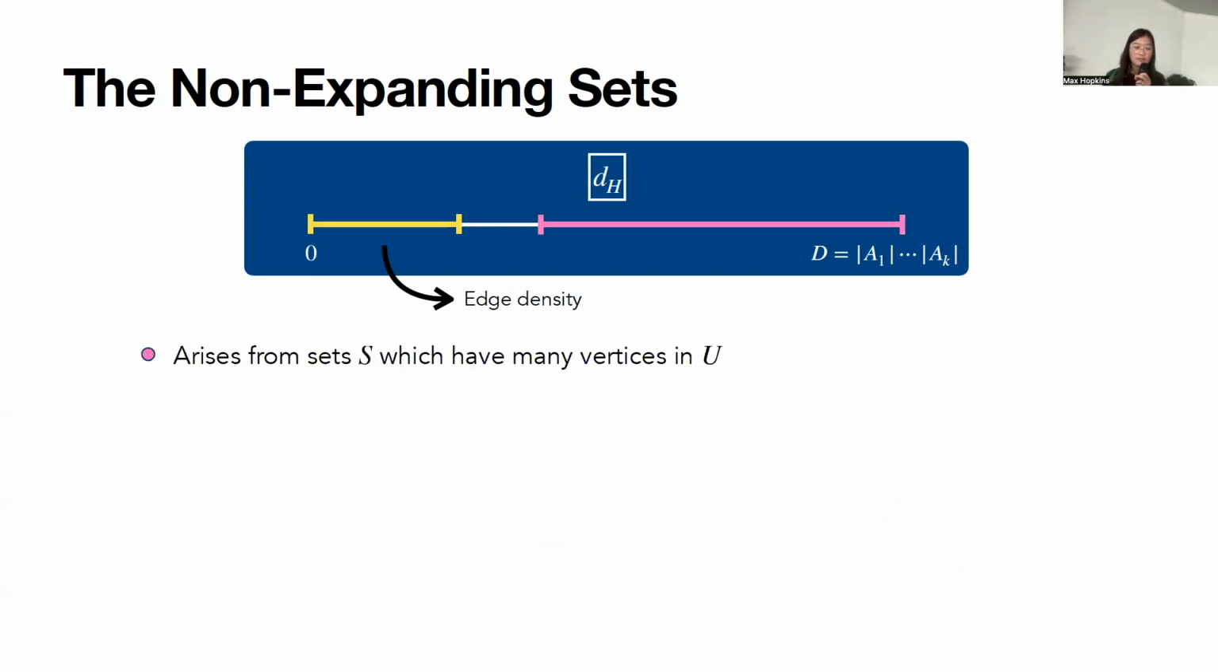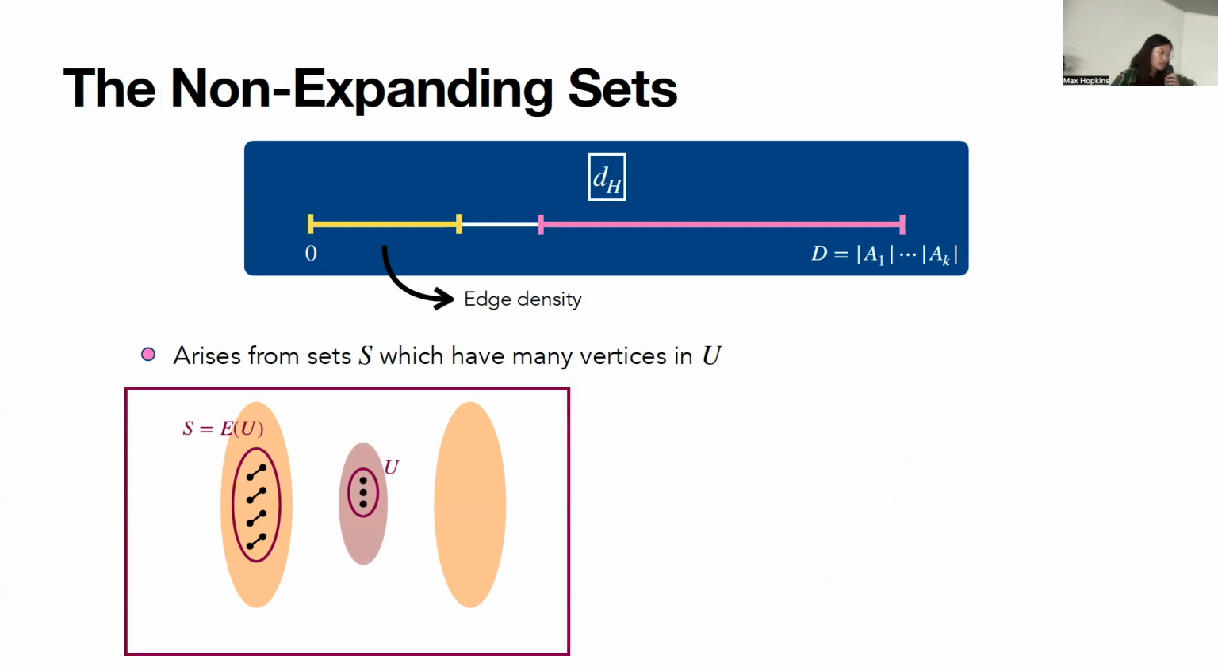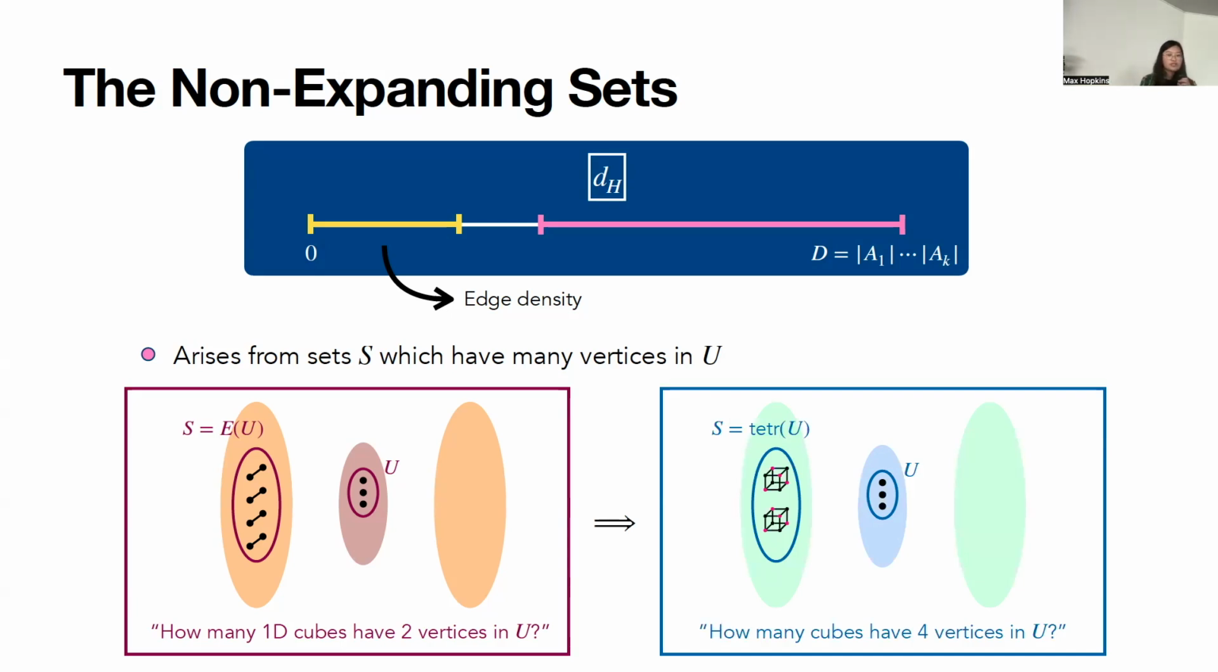Okay, the second attack is the one that arises from sets S which have many vertices within U. In the Ramanujan case, we said that our attack set S is the set of all edges contained within a set U. The number of edges in the set U determines the width of this pink interval. Another way to say edge density is the following question: how many 1D cubes have both vertices in U? It turns out that if you ask the same question for higher dimensional cubes, you'll get another pink attack that extends exactly to the yellow bar and meets it exactly. So that won't be good. But the nice thing about having higher dimensional structure is you have room to ask a bigger number of questions. In particular, if you ask instead, how many cubes have all 4 vertices within U, you can actually get a smaller value. So the pink attack will actually shrink.